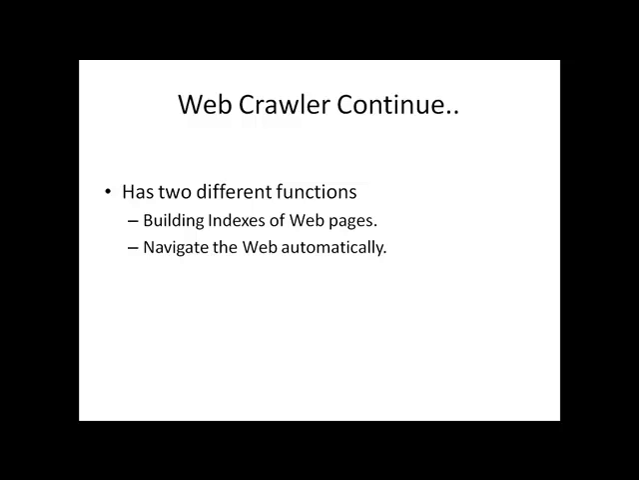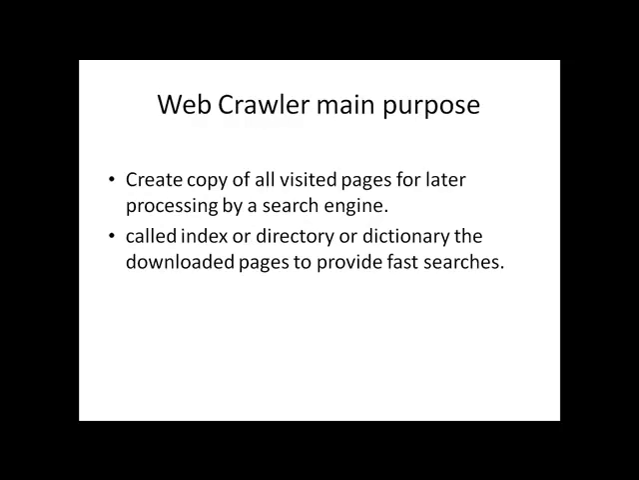Normally, what a web crawler does is gather a list of URLs to visit, identify all the hyperlinks in the page, and add them to the list of URLs. The main purpose of a web crawler is to create a copy of all visited web pages for later processing. This process is called indexing. This is used to provide fast searches.